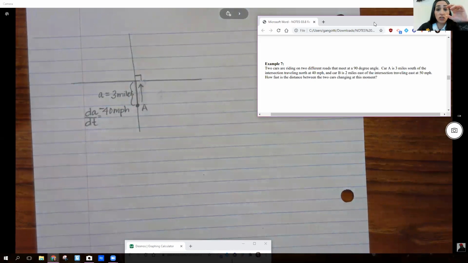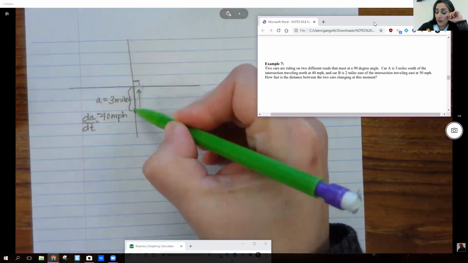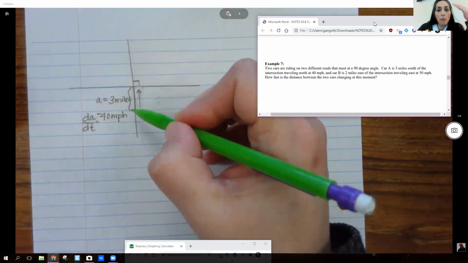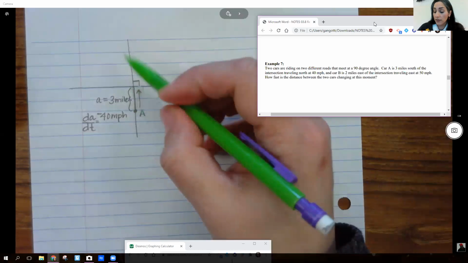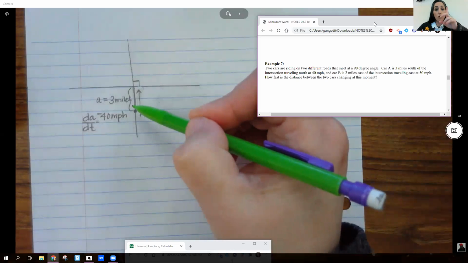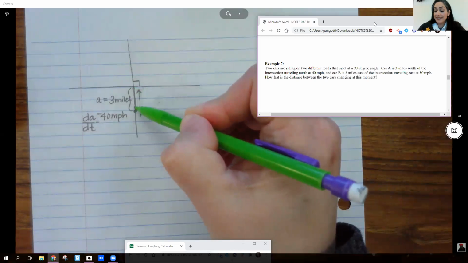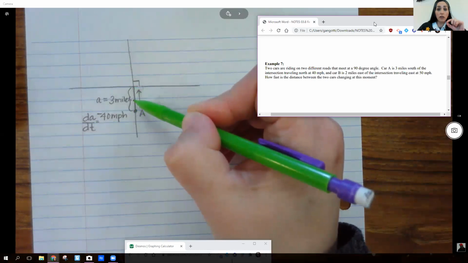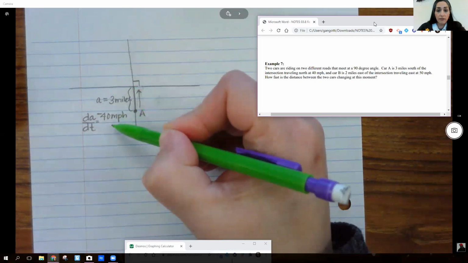Okay, so let me explain that again, just in case you didn't catch it. So car A is right here. It's 3 miles away from the intersection. Right now, distance is all based on how far away the car is from the intersection. That's how we're basing our judgment of the distance. Right now, it's 3 miles away. Since the car is traveling north, it's traveling toward the thing that we are measuring the distance from. That means that this distance is getting smaller and smaller and smaller. So therefore, this rate is negative, okay?